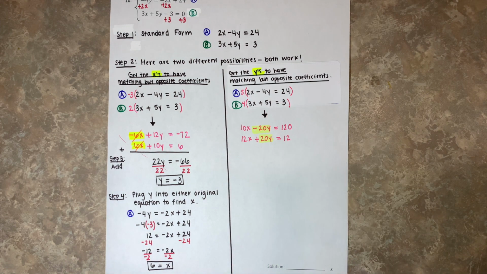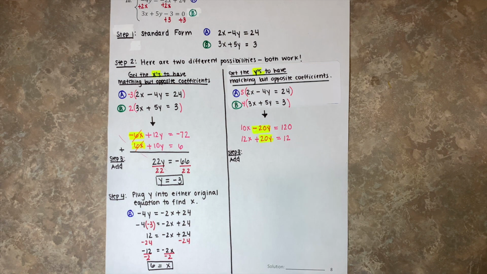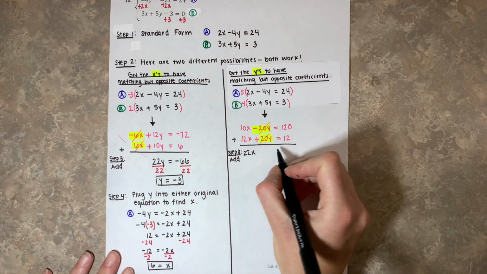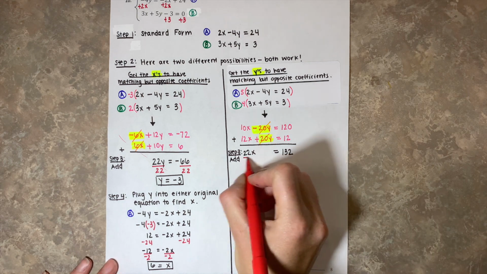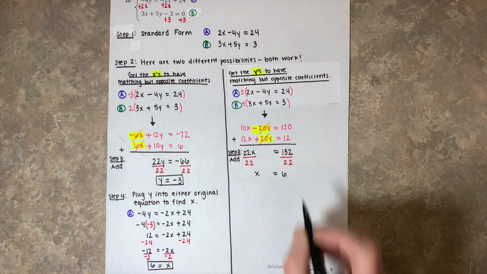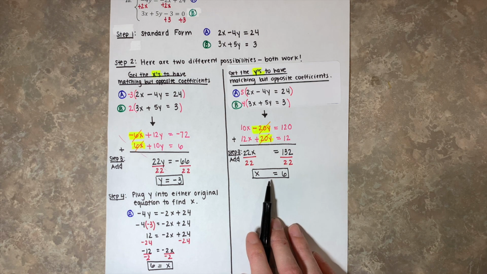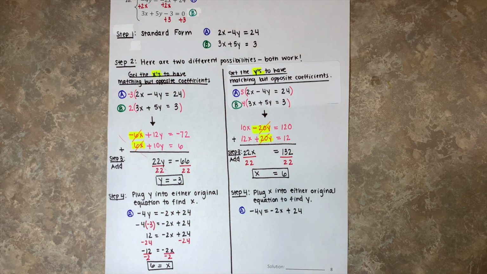Now we've succeeded. Our y's have matching but opposite coefficients. For step 3, we add our equations together. Now, to solve for x, let's divide both sides by 22. Now we found x. Now we can plug x into either of the original equations to find y. So I'm going to go ahead and plug in 6 in for x into equation A, and now I'll proceed to solve for y.